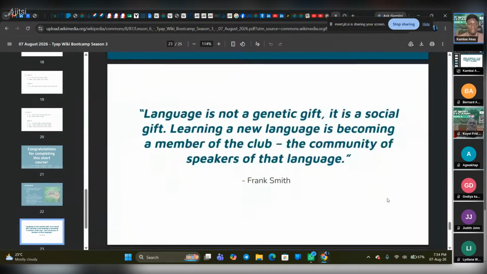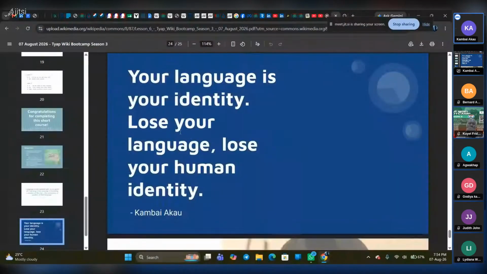You learn it. Then another quote says that your language is your identity. When you lose your language, you lose your human identity. We all have our identities. Some people say, I am a child of God. Well, that's your spiritual identity. But you have a language identity, you have a human identity, and language is the defining factor.